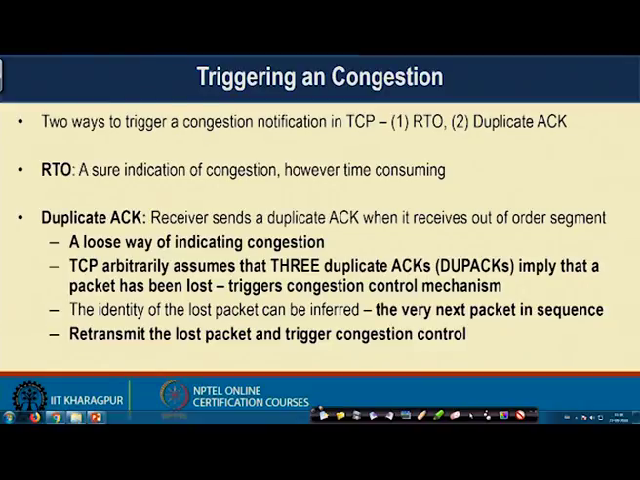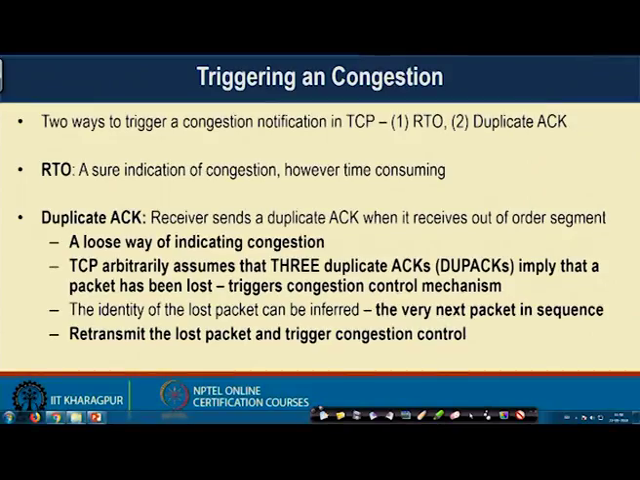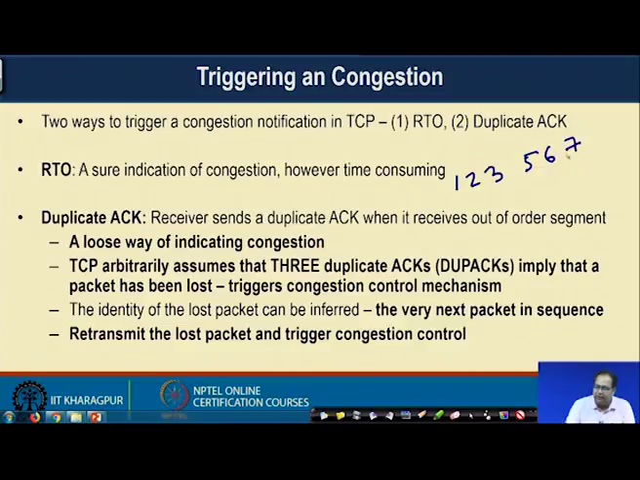Another important observation from the duplicate acknowledgement is that because TCP uses cumulative acknowledgement, by looking at the duplicate acknowledgement, you can identify which packet has been lost, that is, the very next packet in the sequence. That is why you are getting this duplicate acknowledgement. What may happen, say you have received 1, 2, 3, then you have lost packet 4 and you are receiving 5, 6, 7. Whenever you receive 5, 6, 7, you will receive an acknowledgement up to 3.